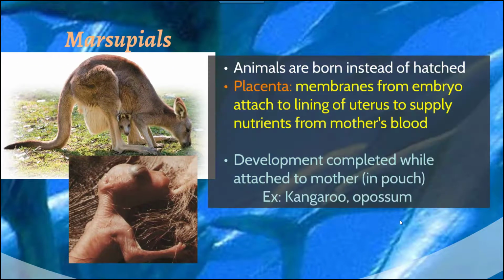We have marsupials, which are animals that are born instead of hatched. These organisms have a placenta, so membranes from the embryo attached to the lining of the uterus supply nutrients and blood. The development is completed while they are attached to the mother. An example would be a kangaroo or a possum. Again, not organisms we find in a marine environment.